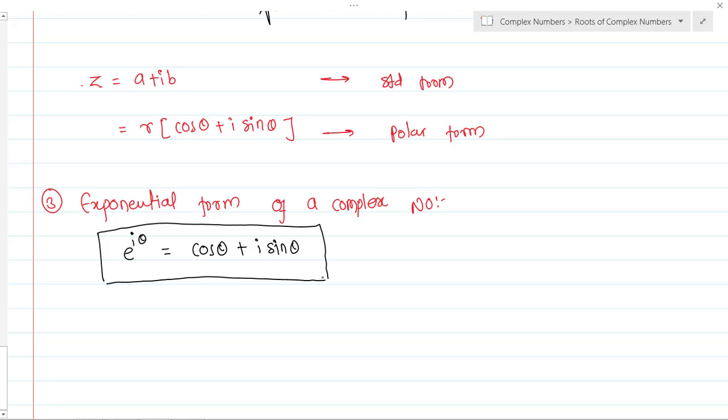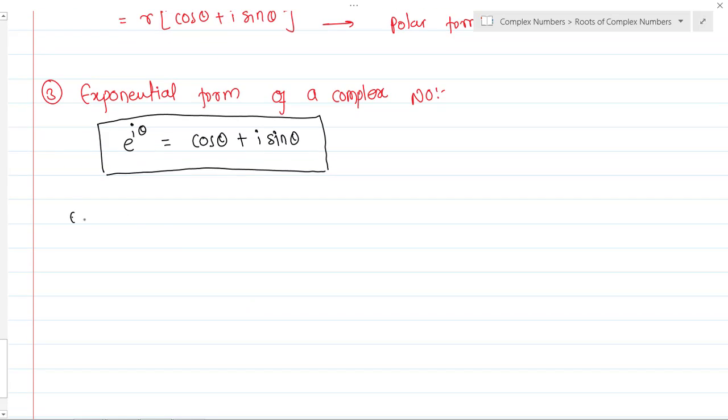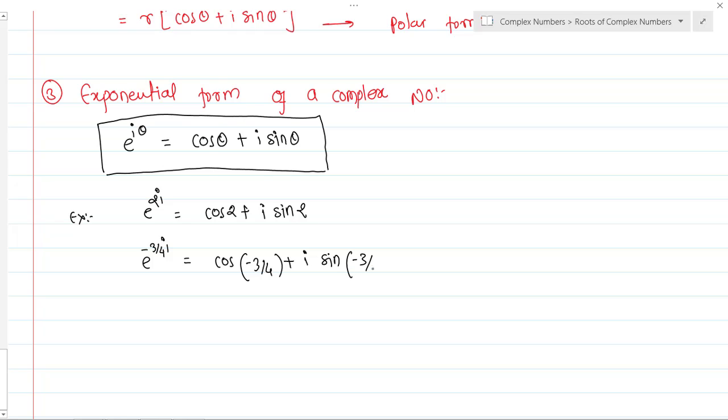Okay, what do you mean by this? Suppose I have e raised to 2i. See, this e raised to 2i can be written as cos of 2 plus I sin of 2. Are you getting? E raised to minus 3 by 4i is nothing but cos of minus 3 by 4 plus I sin of minus 3 by 4. Is it okay?